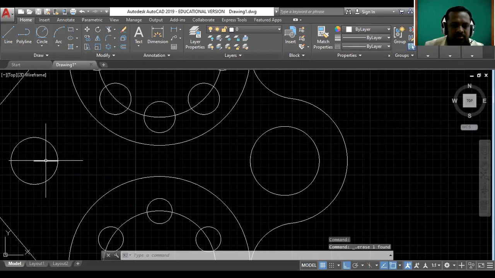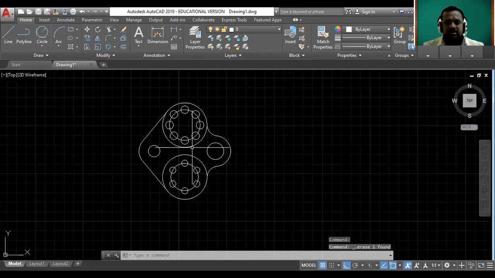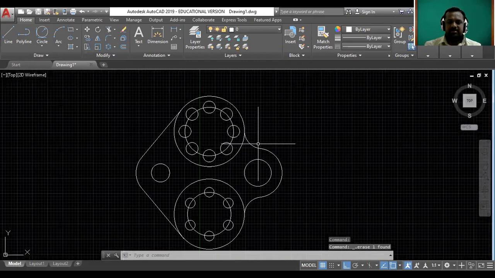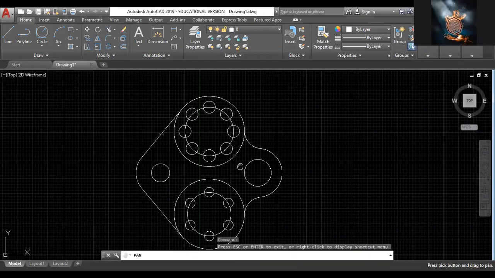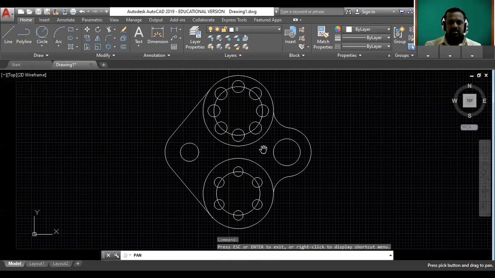Okay, so understood? Yes, anybody having any doubt, any problem, please tell. Yes, please, Avantika. Yes, please, anyone, please reply me. No, sir. Understood? Yes, sir.